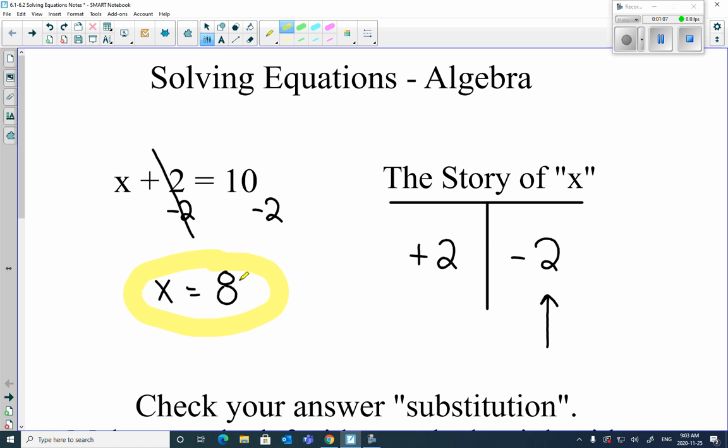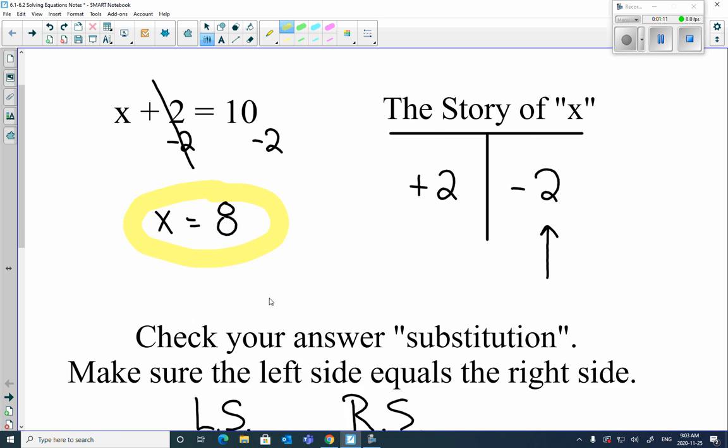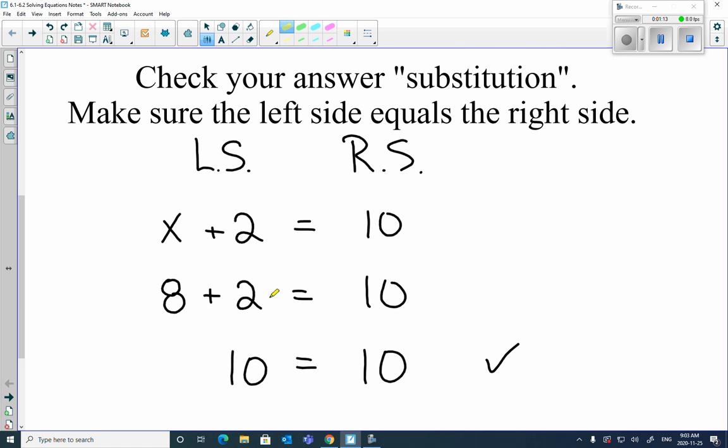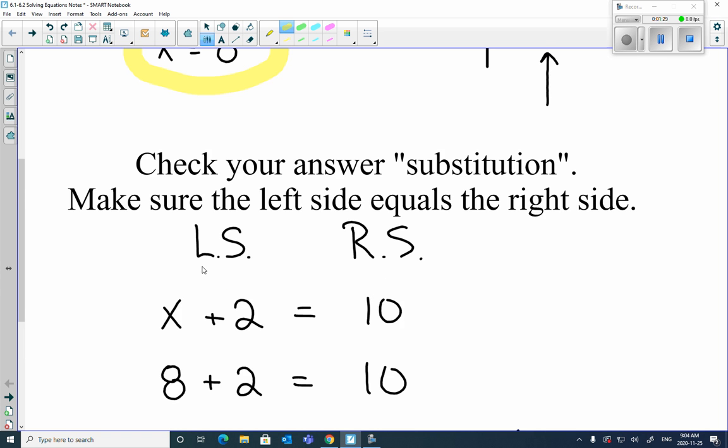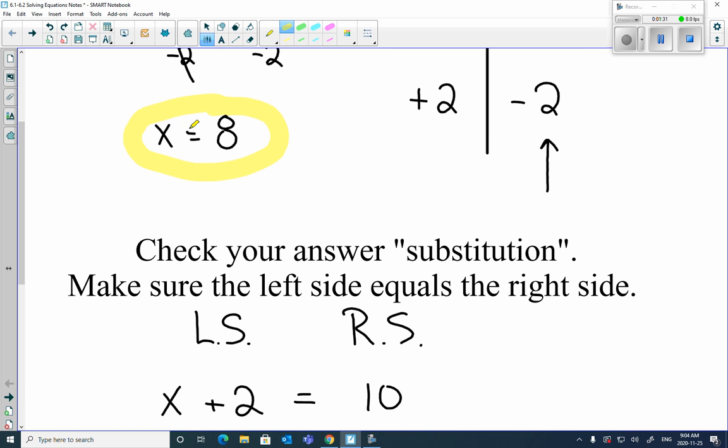So you can do the math, but here's the thing. How do you check to see if that is correct? Well, what we can do is something called substitution. And this is a good thing to do when you're doing algebra for a while until you get the hang of it. So we're going to see if the left side equals the right side. So at the top here, we put left side and right side. We write the original equation down, which is x plus 2 equals 10. And we're going to substitute in wherever you see an x. What did we find out x is? We found out it's 8.